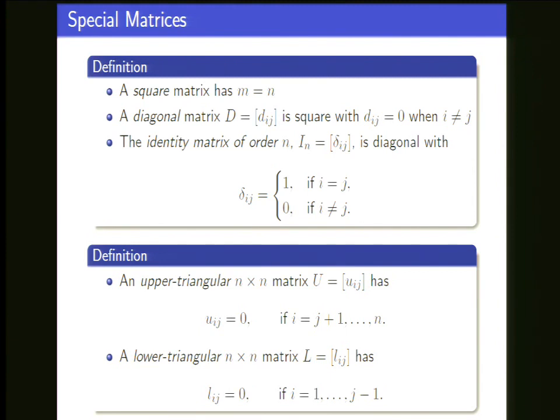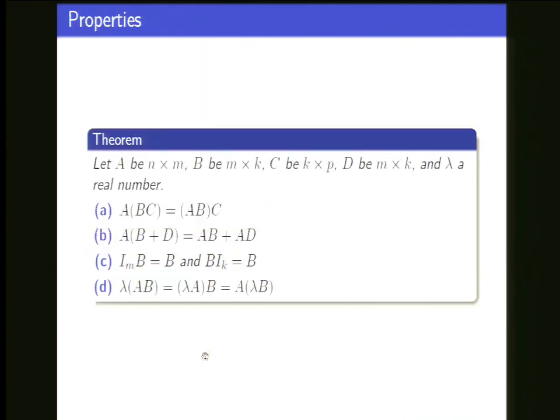That is an upper triangular matrix, because whenever the row is greater than the column, it's equal to 0. Of course, you can define a lower triangular matrix in the same way. All right, now it's getting a little interesting.